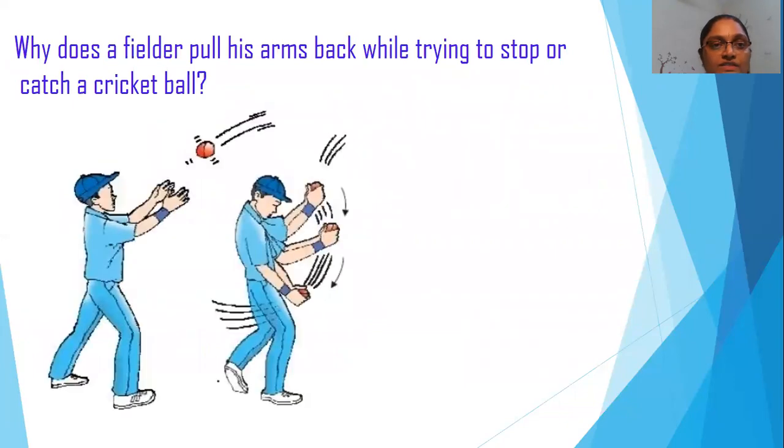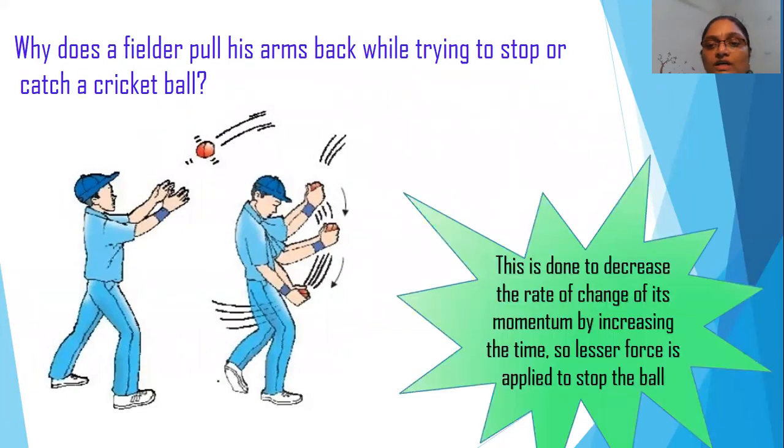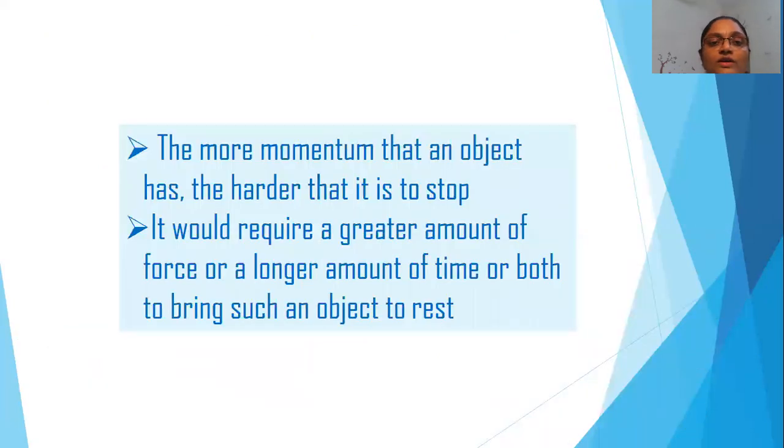Let us consider an example here. Why does a fielder pull his arm back while trying to stop or catch a cricket ball? This is done to decrease the rate of change of its momentum by increasing the time. So lesser force is applied to stop the ball. The more momentum that an object has, the harder that it is to stop. It would require a greater amount of force or a longer amount of time, or both, to bring such an object to rest.